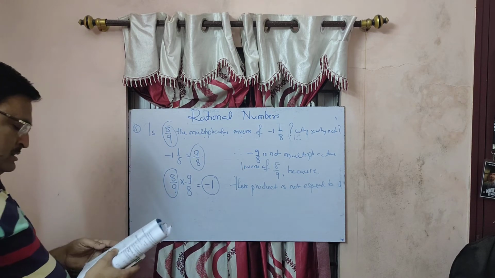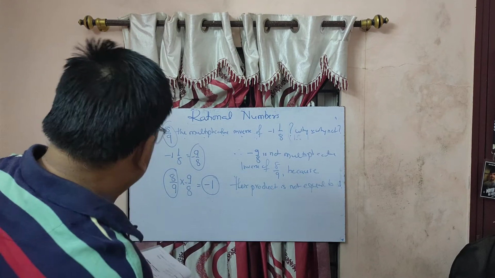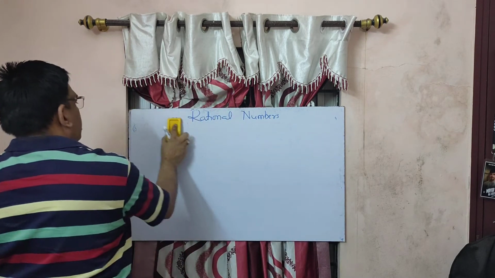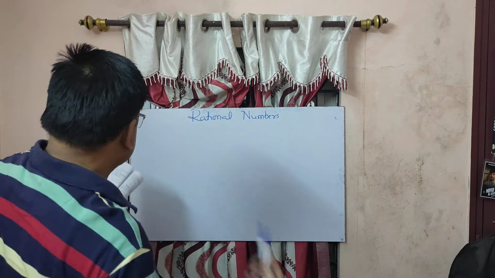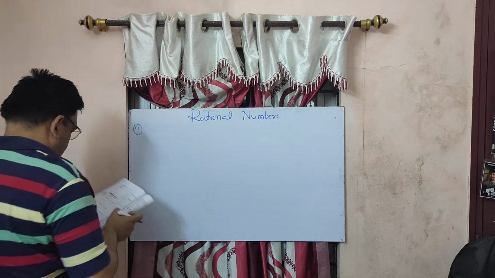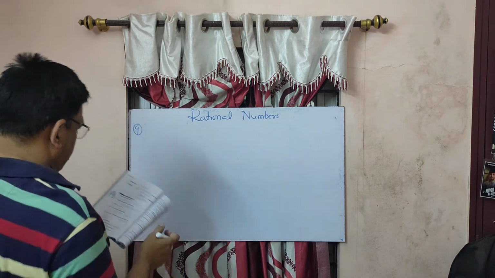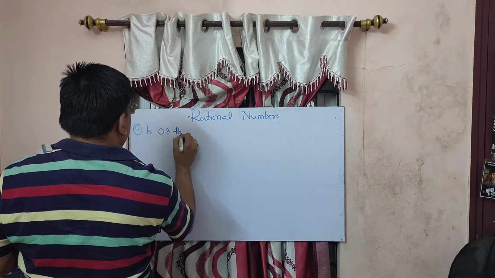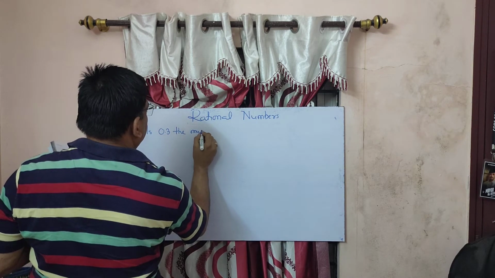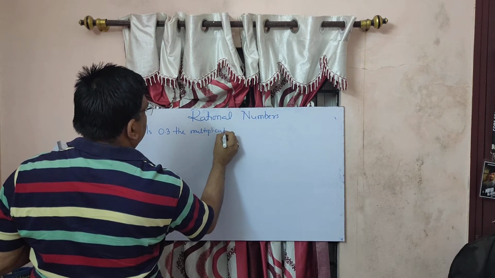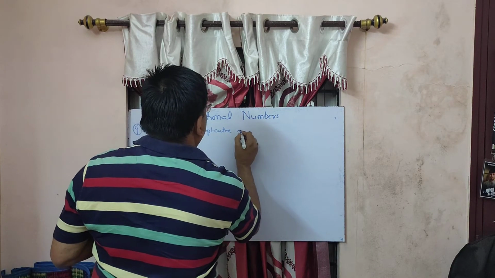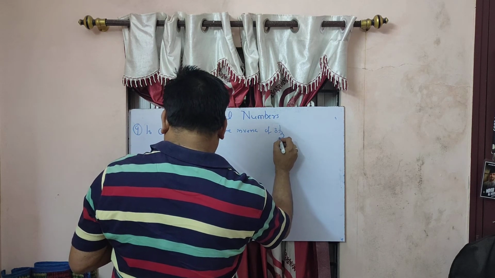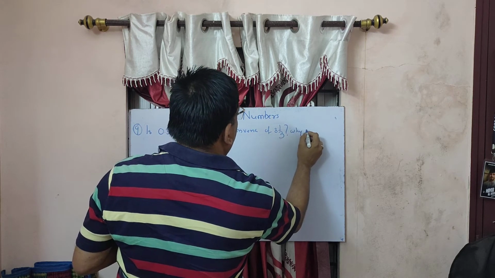Okay, now we'll do the 9th one. Is 0.3 the multiplicative inverse of 3 1 upon 3? Why or why not?